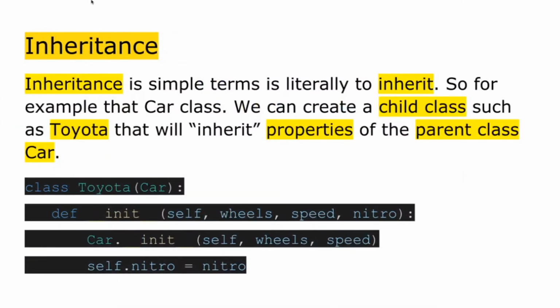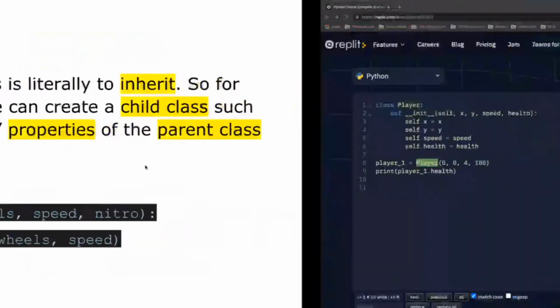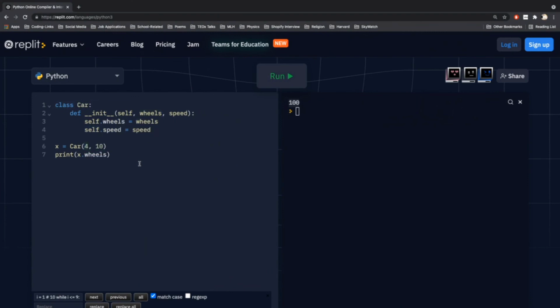And I'm going to teach you a concept called inheritance. Inheritance, as a simple term, literally means inherit. For example, for the car class, we can create a child class such as Toyota that will inherit the properties of the parent class, car. Let's go back to car. This is like the parent class. Car is the most top-level generic class you can get. Let's get more specific. Let's create a class of Toyota.